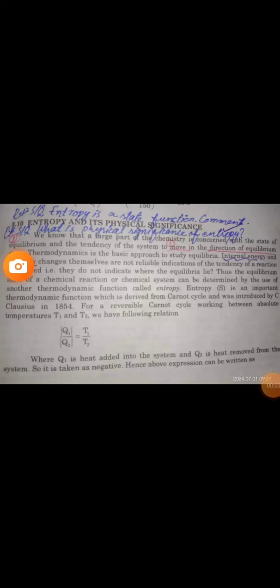Entropy and its physical significance. Today, the topic is entropy and its physical significance. It has come in past papers many times.